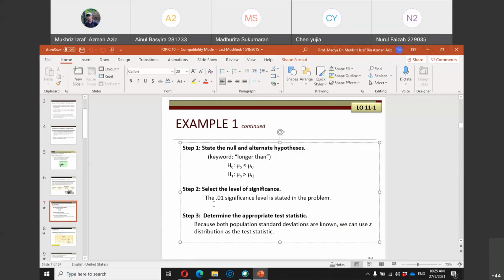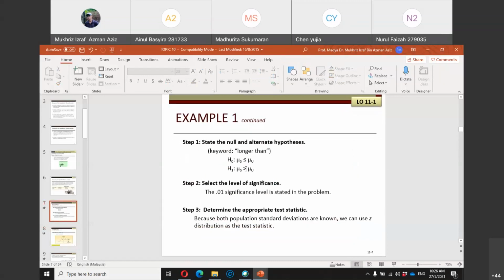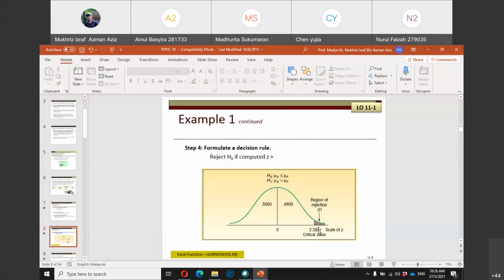So step number 2, the alpha is given as 1%. The test that you need to use is the Z distribution because sigma is given. And finally, step number 4 will be the decision rule. At this stage, it will be the same as in the one sample test. If the sign of your H1 is more than, it automatically represents a one tail test on the right.